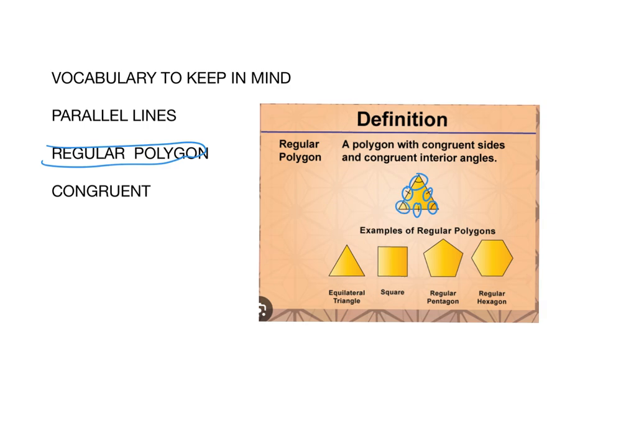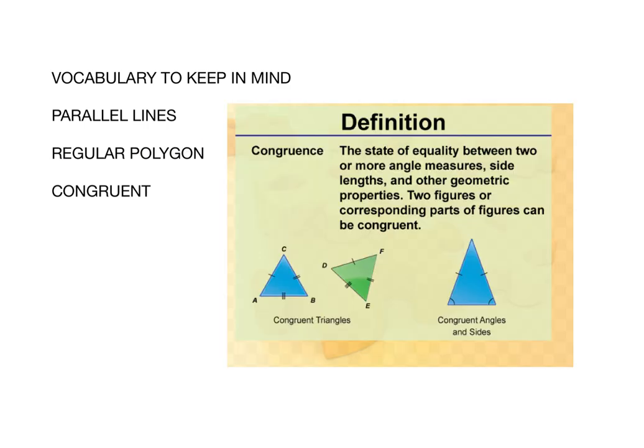Other examples are this equilateral triangle, which is the same as this. The square, all the sides are the same length. All these angles are 90 degrees. The regular pentagon, all the sides are the same and all the angles, and the same can be said for the hexagon.